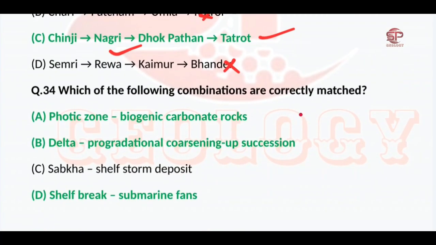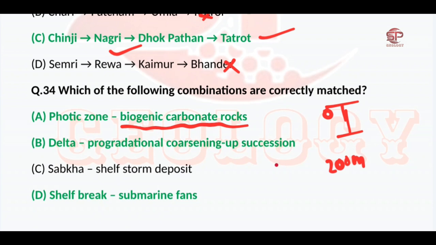The following combinations are correctly matched. So it is the photic zone for the biogenic carbonate, because the photic zone is where sunlight reaches, you can say 0 to 200 meter depth, where the upper portion is more enriched. The photic zone has very high productivity, where you will find more organisms. That's why you will find more biogenic carbonates there.